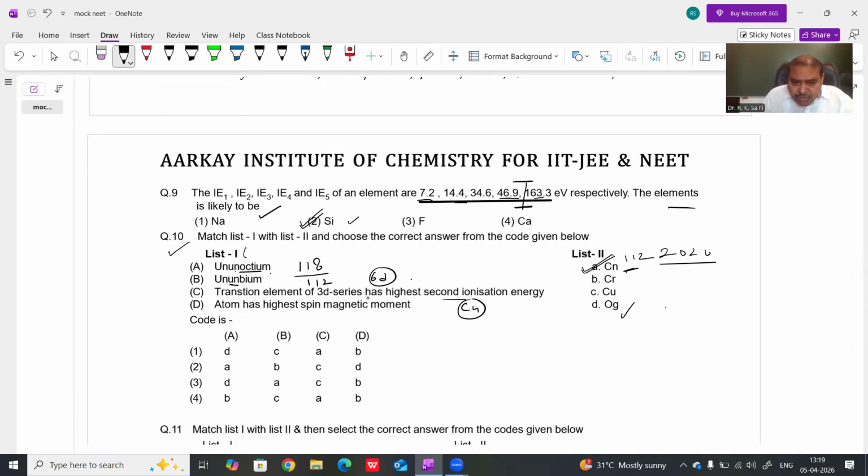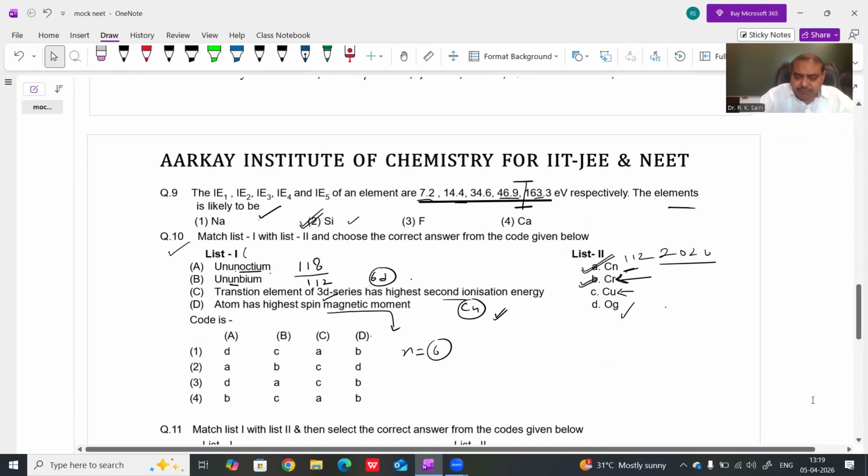Next, which transition element of the 3D series has the highest second ionization enthalpy? The answer is copper. And which atom has the highest spin magnetic moment? The spin magnetic moment depends upon the number of unpaired electrons. A total of 6 unpaired electrons are present in chromium. Therefore, the chromium atom has the highest spin magnetic moment.